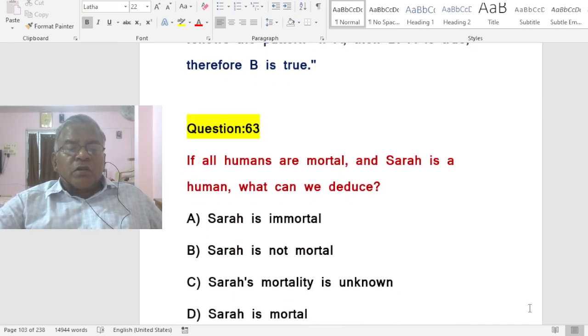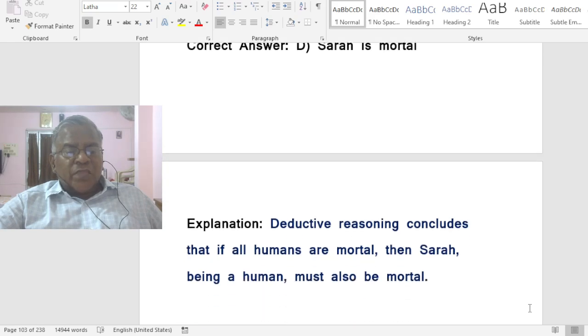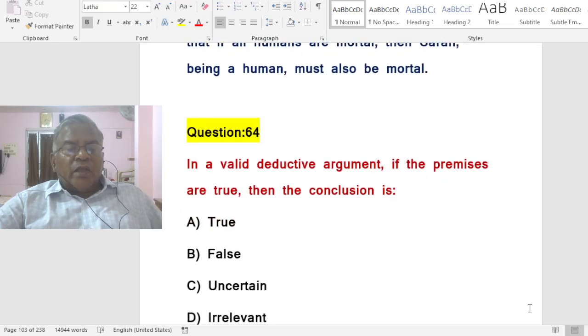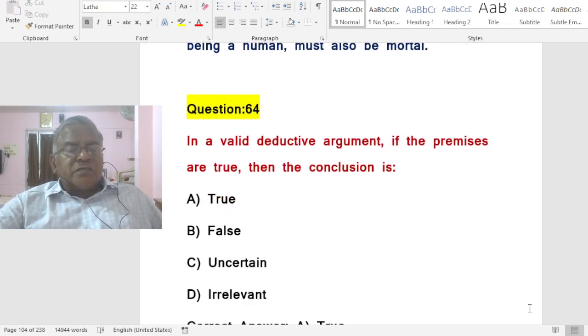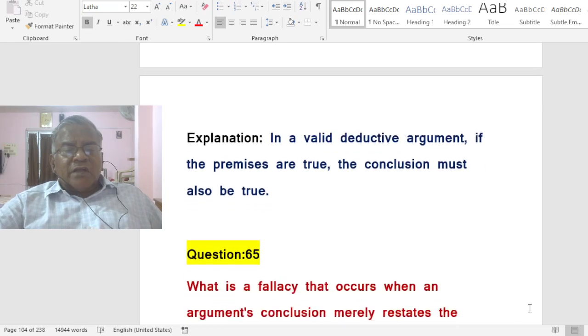If all humans are mortal and Sarah is a human, what can we deduce? Sarah is also mortal, as we have already seen in the classical example. Deductive reasoning concludes that if all humans are mortal, then Sarah, being a human, must also be mortal. In a valid deductive argument, if the premises are true, then the conclusion is true. No doubt about it. All men are mortal, Aristotle is a man, so Aristotle is mortal. This is a valid deductive argument. If the premises are true, the conclusion must also be true.